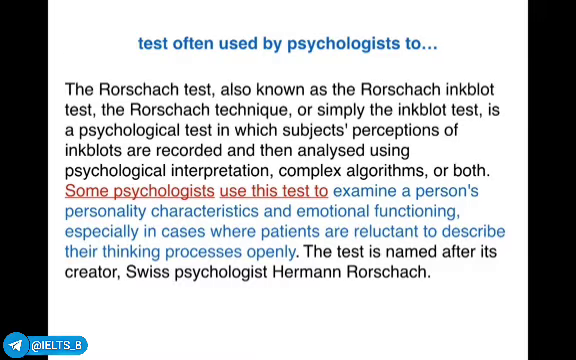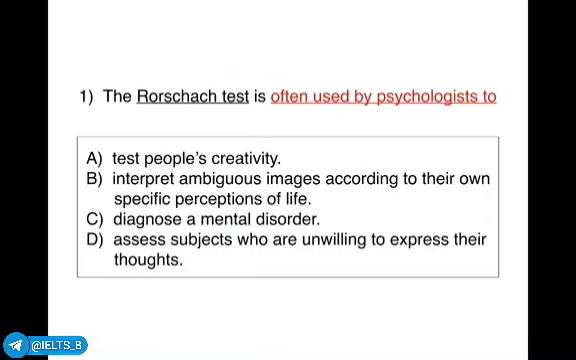What is it used to do by psychologists. We could underline some keywords in the part that I've put in blue. Examine, reluctant to describe their thinking. So it's examining people who are reluctant to describe their thinking. Now we need to match this to the sentence endings. So if we go to the endings, it's often used by psychologists too. Well, was it about creativity? No. Was it about interpret ambiguous images? No.